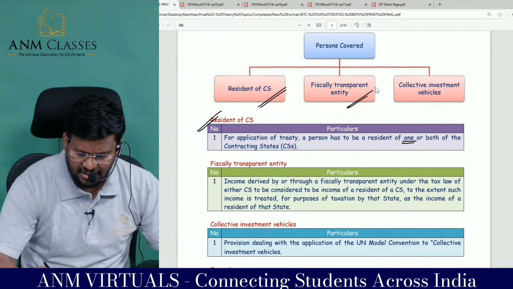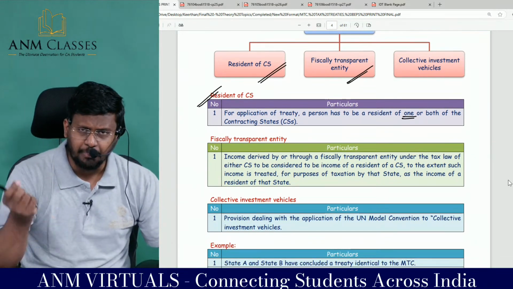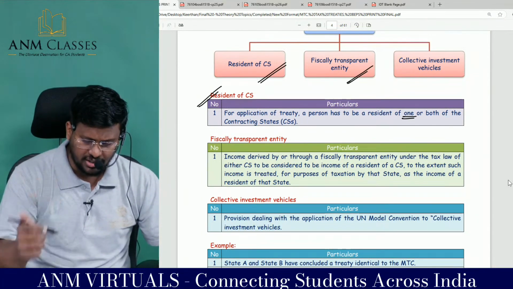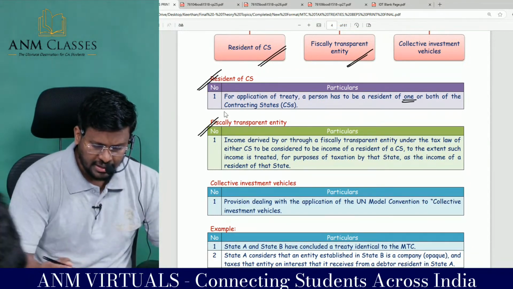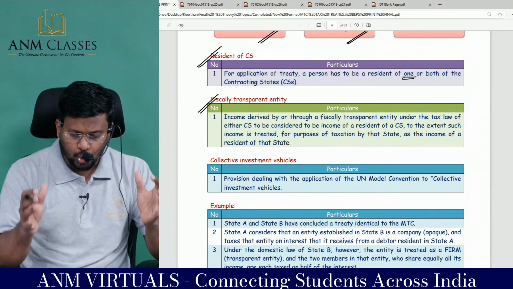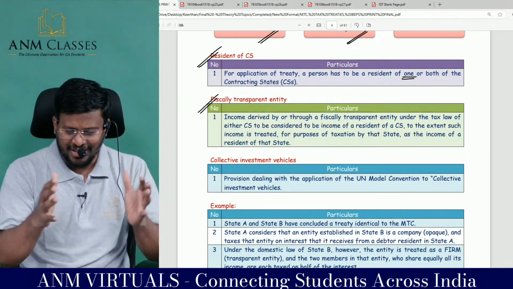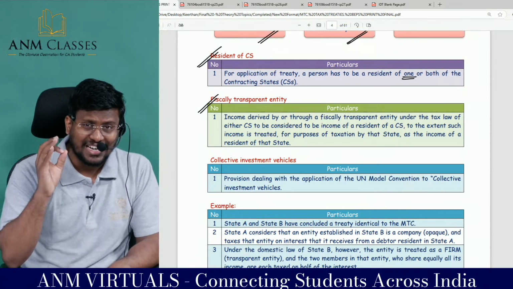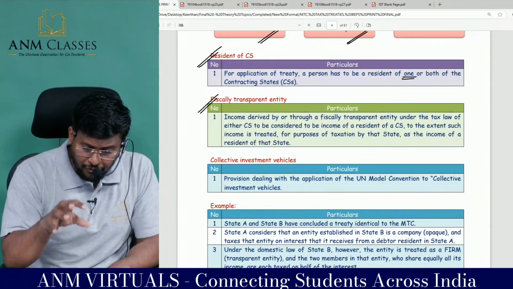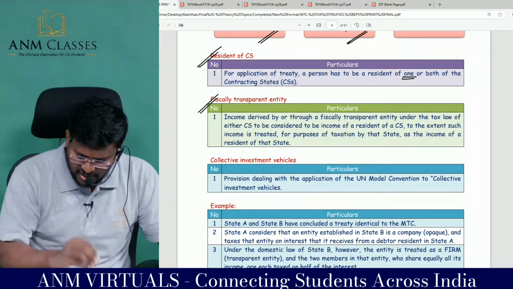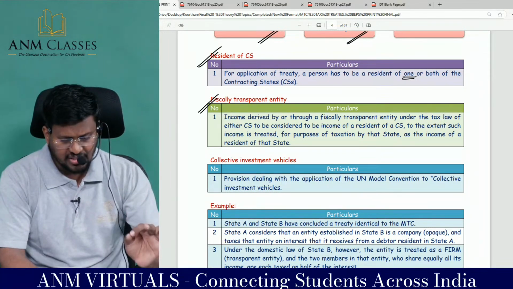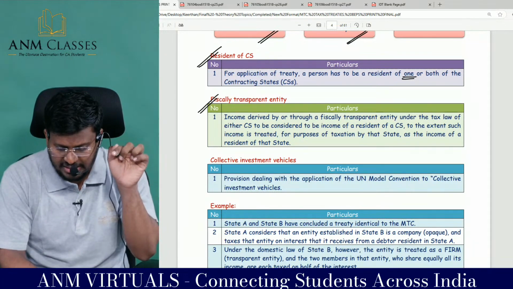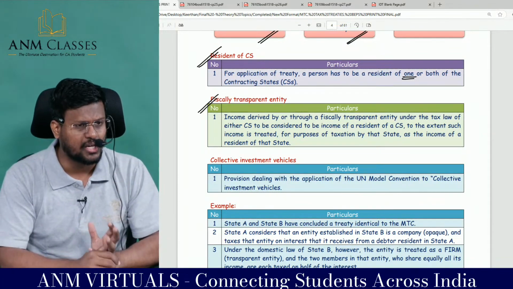Number 2, fiscally transparent entity. The second person to whom the provisions of the DTAA are applicable is the fiscally transparent entity, which is nothing but income derived by or through a fiscally transparent entity under the tax law of either contracting state, to be considered to be the income of a resident of a contracting state, to the extent such income is treated for the purpose of taxation by that state as the income of a resident of that state.